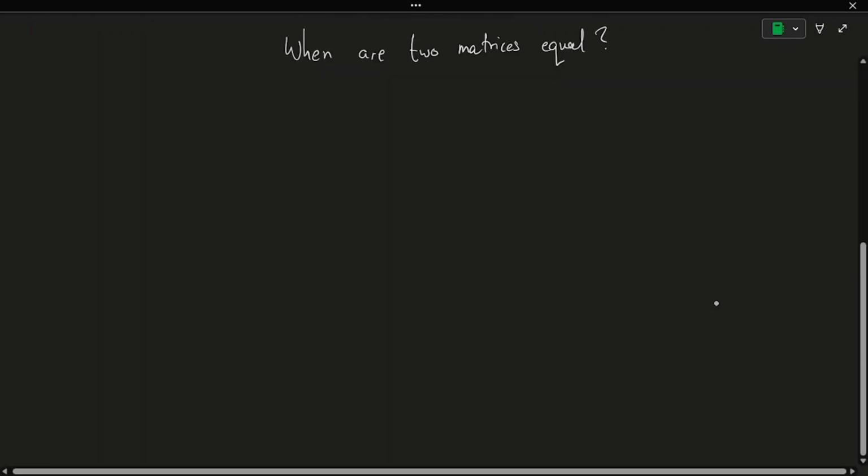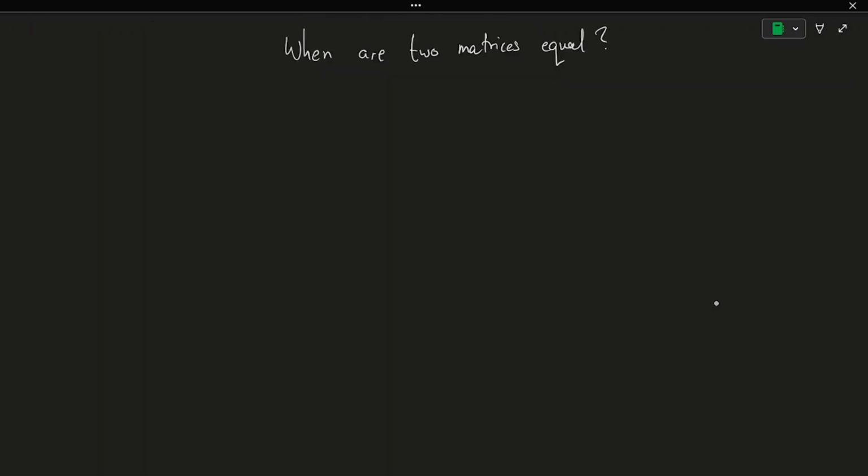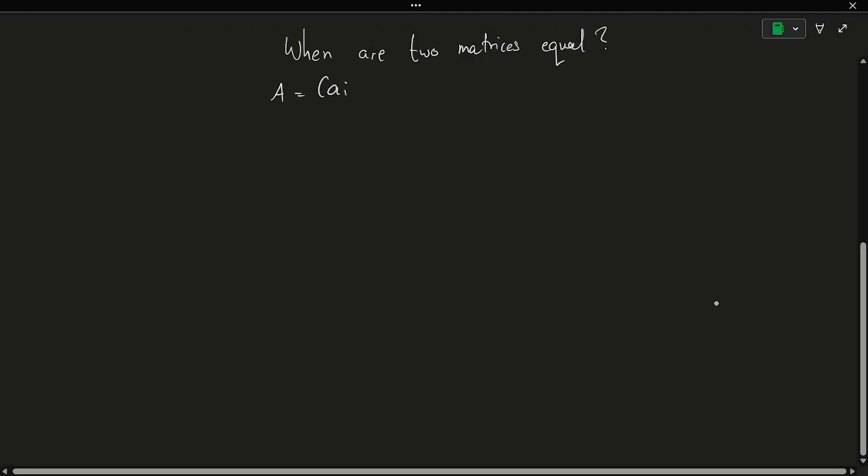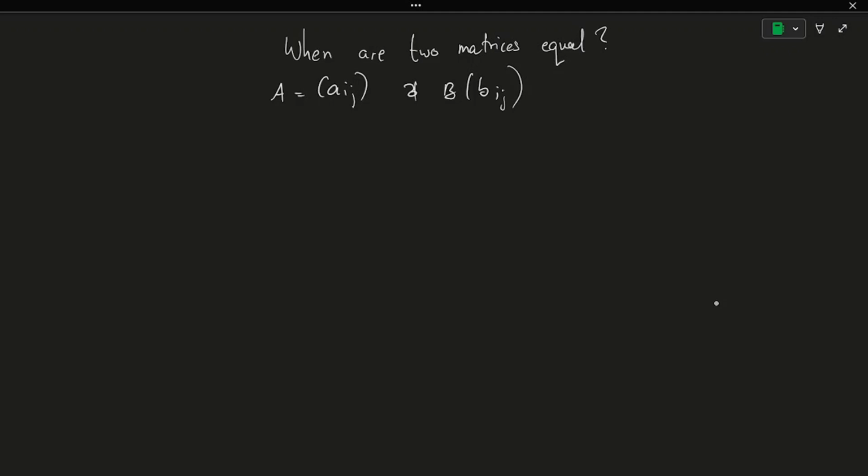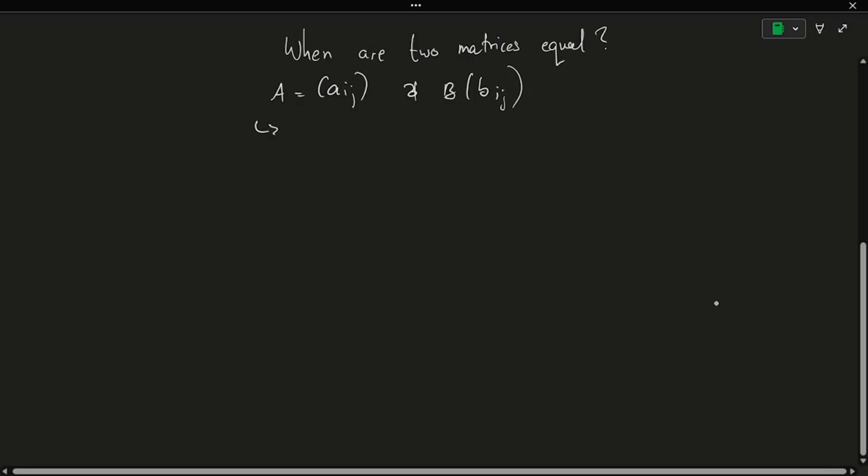So now, when are two matrices equal? When do we say that these two matrices are equal? For example, let's say we have matrix A, where we denote its entries as Aij, and matrix B, and in this case we're going to say Bij as well. When will we say that A and B are actually equal matrices, right? So we say A and B will only be equal if they are of the same size and if entries in corresponding positions are equal.